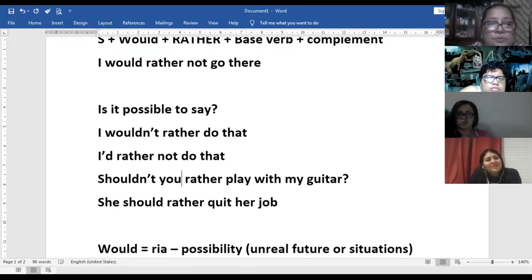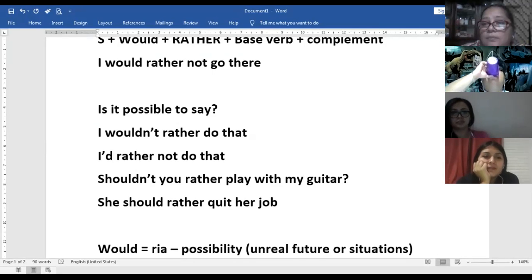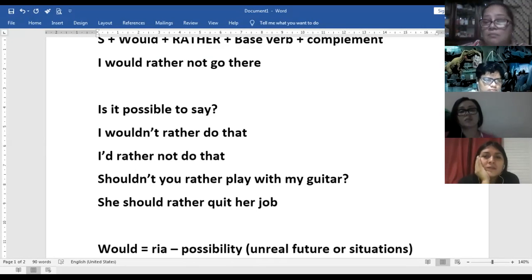Okay. Shouldn't you rather play my guitar? ¿No preferirías tocar mi guitarra? ¿Va bien el with o no? ¿El with my guitar o solo play my guitar? Play with my guitar, tocar con mi guitarra, o tocar mi guitarra. Depende del contexto, ¿no? Estás en un concierto, vas a tocar con mi guitarra. O estás en la casa nada más y en lugar de jugar Nintendo, ¿no preferirías tocar mi guitarra? ¿Ya? Yeah. Context. Very good. Okay, let's move on.